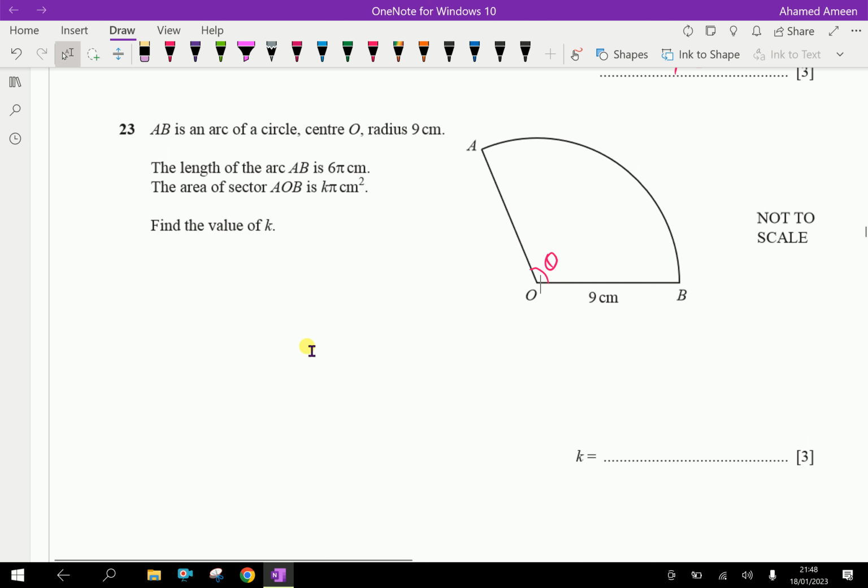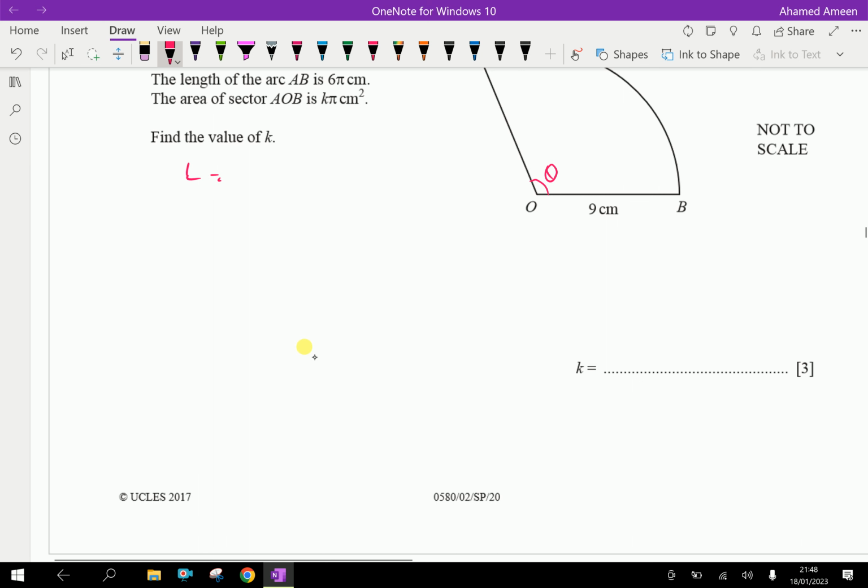Here, first, the length of arc is theta over 360 into 2 pi r. 2 pi r with r as 9 centimeter, which is equal to 6 pi. From this we can get it. Put the values here, pi is cut on both sides, and we get theta by cross multiplying. Theta equals 360 into 6 over 2 into 9, so theta is 120 degrees.